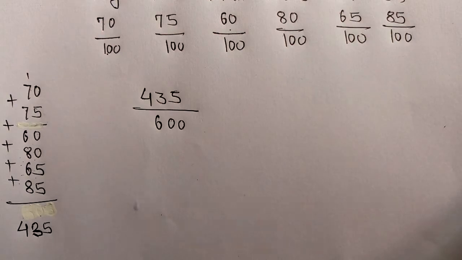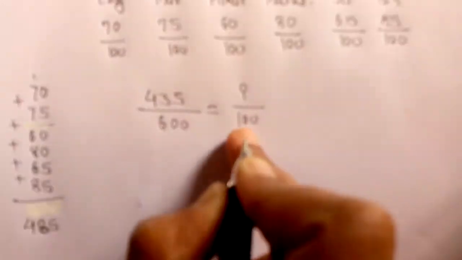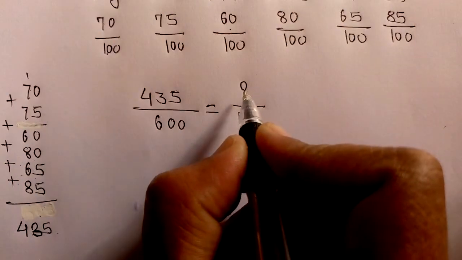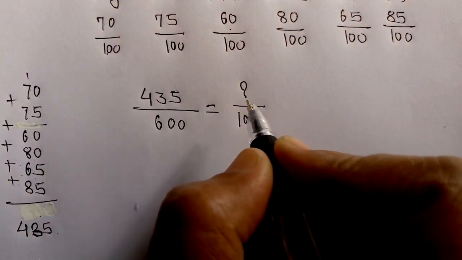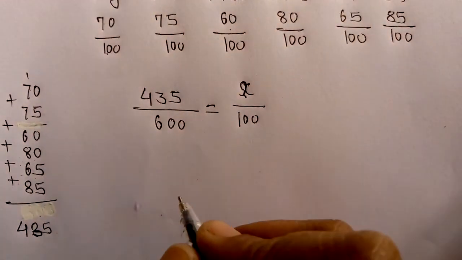Percentage means out of 100 how many? So we don't know that. So we will write out of 100 how many. Out of 100, here a question mark is given, means out of 100 how many. Here we can consider X also, A also, B also, any letter you can take. So here I will take X. Okay. Out of 100, X.